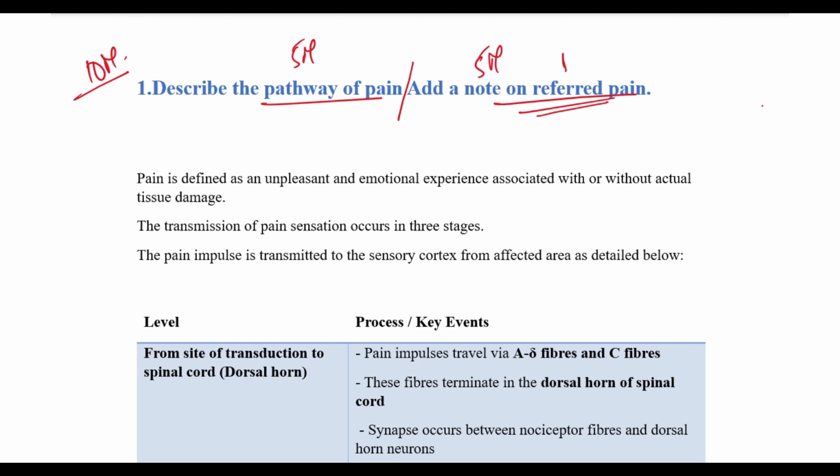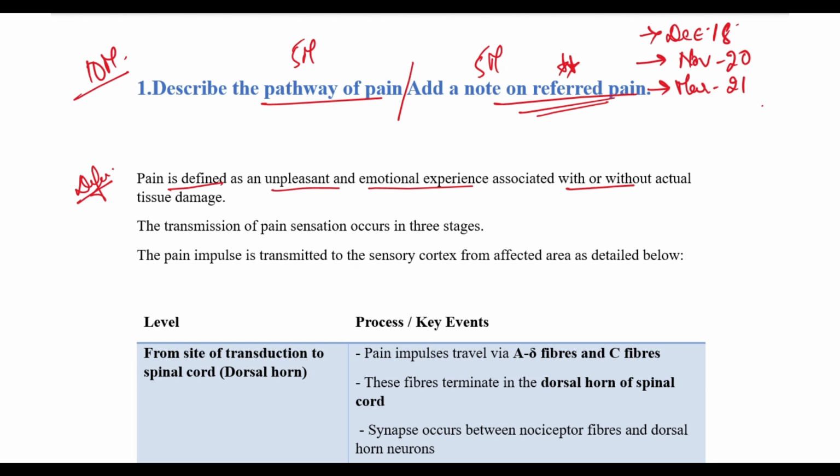So this referred pain is very important because it has been asked n number of times previously. For example, in the December 18 paper, next it was asked in November 2020, and then it was asked in March 2021, and also in this new paper of 2025. So let's see the definition of pain. It's defined as an unpleasant and emotional experience which is associated with or without actual tissue damage. The transmission of pain sensation occurs in 3 stages as the pain is transmitted to the sensory cortex from the affected area.